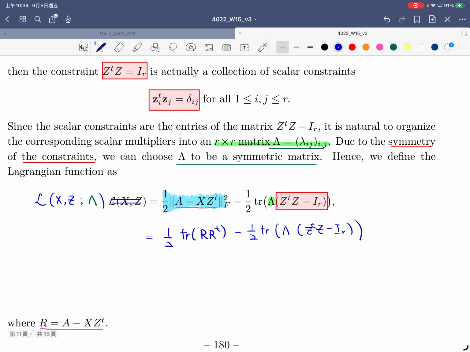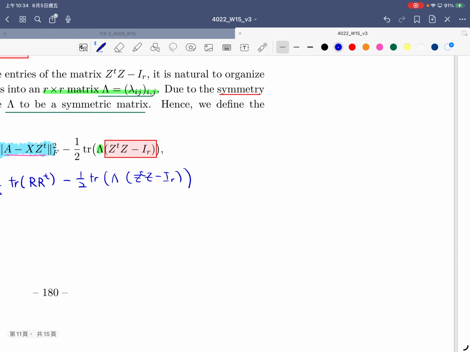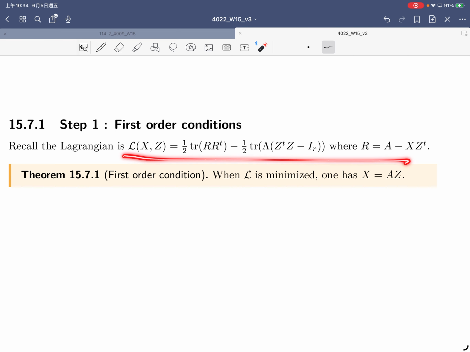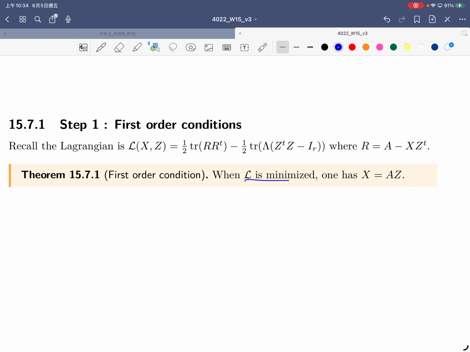Now, what do we do? Now we have the Lagrangian, then we try to write down the so-called first order condition. If you're unfamiliar with this term, it just means the derivative equals 0. So previously, we wrote down the Lagrangian like this. And what is the first order condition here? When L is minimized, it turns out we must have x equal A times Z. So let me give you a proof.